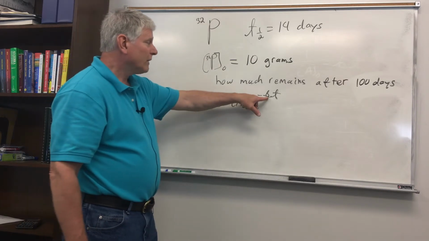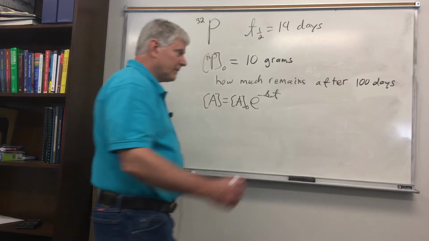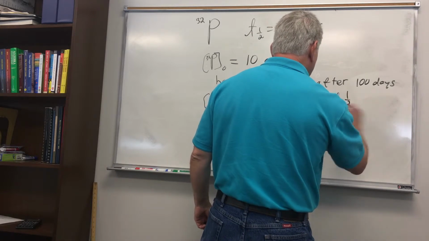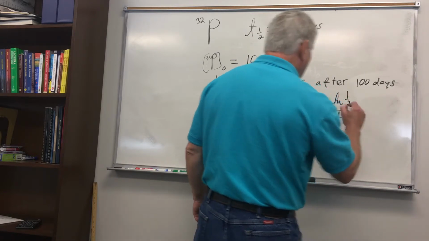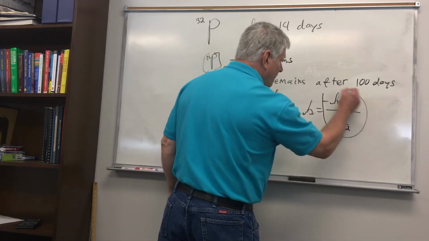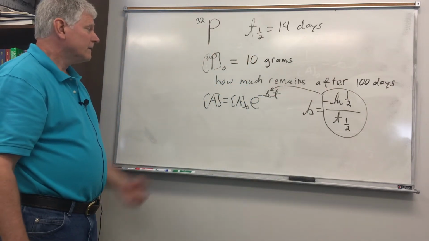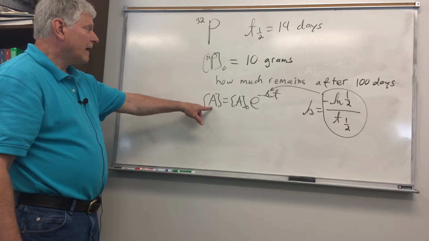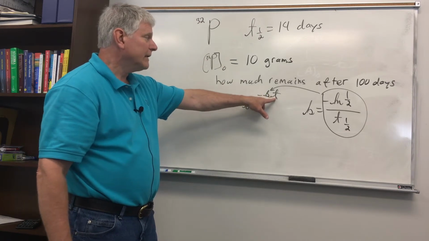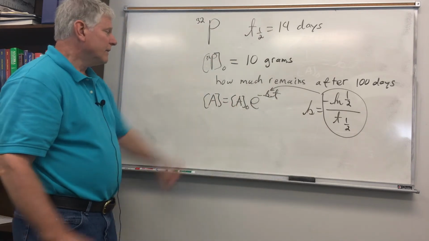We don't have the rate constant, but we can find it because we do have the half-life. So the rate constant, remember, is equal to negative the natural log of 1/2 over the half-life. So we can use this and substitute it in for the rate constant K. So now we can determine how much phosphorus 32 remains by just plugging in T, 100 days, and we can find K from the half-life, and we know the initial amount.